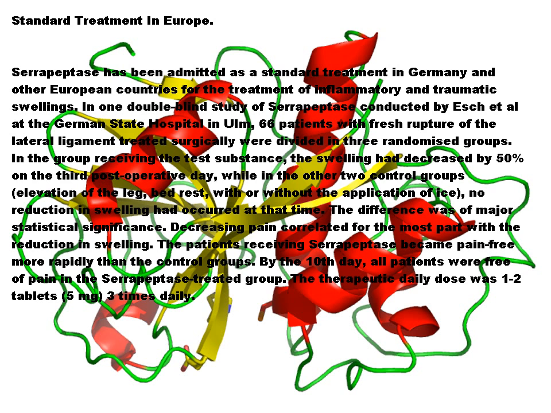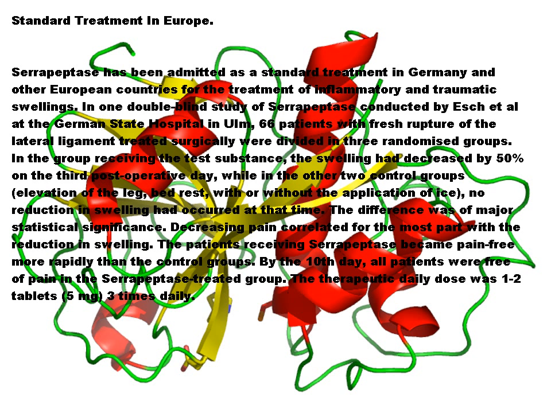At the German State Hospital in Ulm, 66 patients with fresh rupture of the lateral ligament treated surgically were divided into 3 randomized groups. In the group receiving the test substance, the swelling had decreased by 50% on the 3rd post-operative day, while in the other 2 control groups, elevation of the leg, bed rest, with or without the application of ice, no reduction in swelling had occurred at that time. The difference was of major statistical significance.